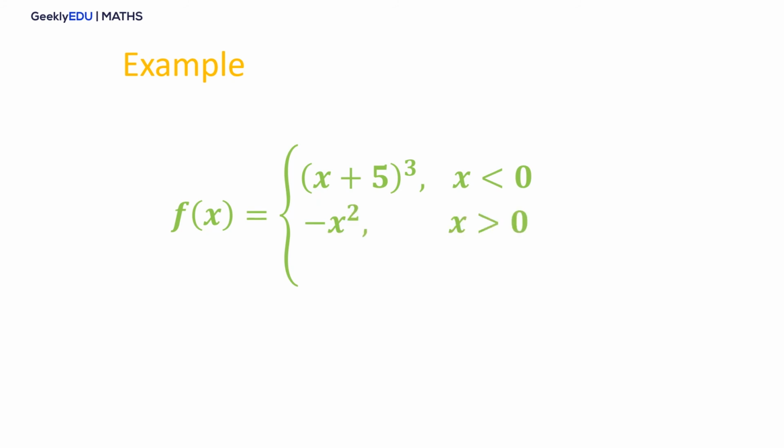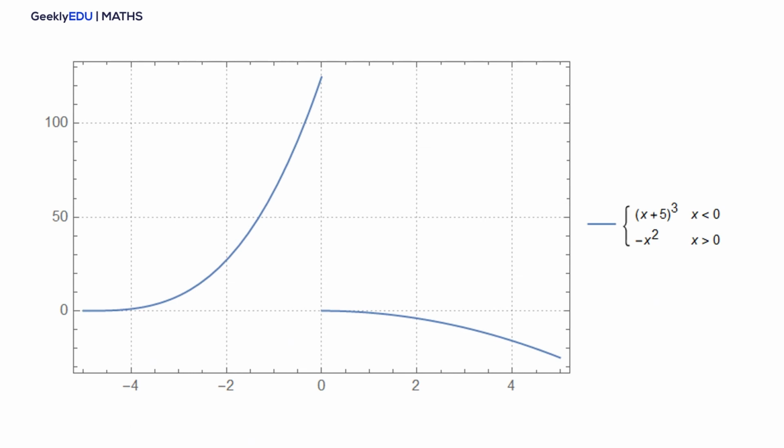Let's see one more example. We are going to graph the function of x that takes the value of x plus 5 cubed when x is less than 0, and minus x squared when x is bigger than 0. From our previous video, How to Graph Any Function, you already know how to graph a function. So in this case, let's graph x plus 5 cubed from minus 5 to 0 and minus x squared from x equal to 0 to 5. And this is the graph we obtained.